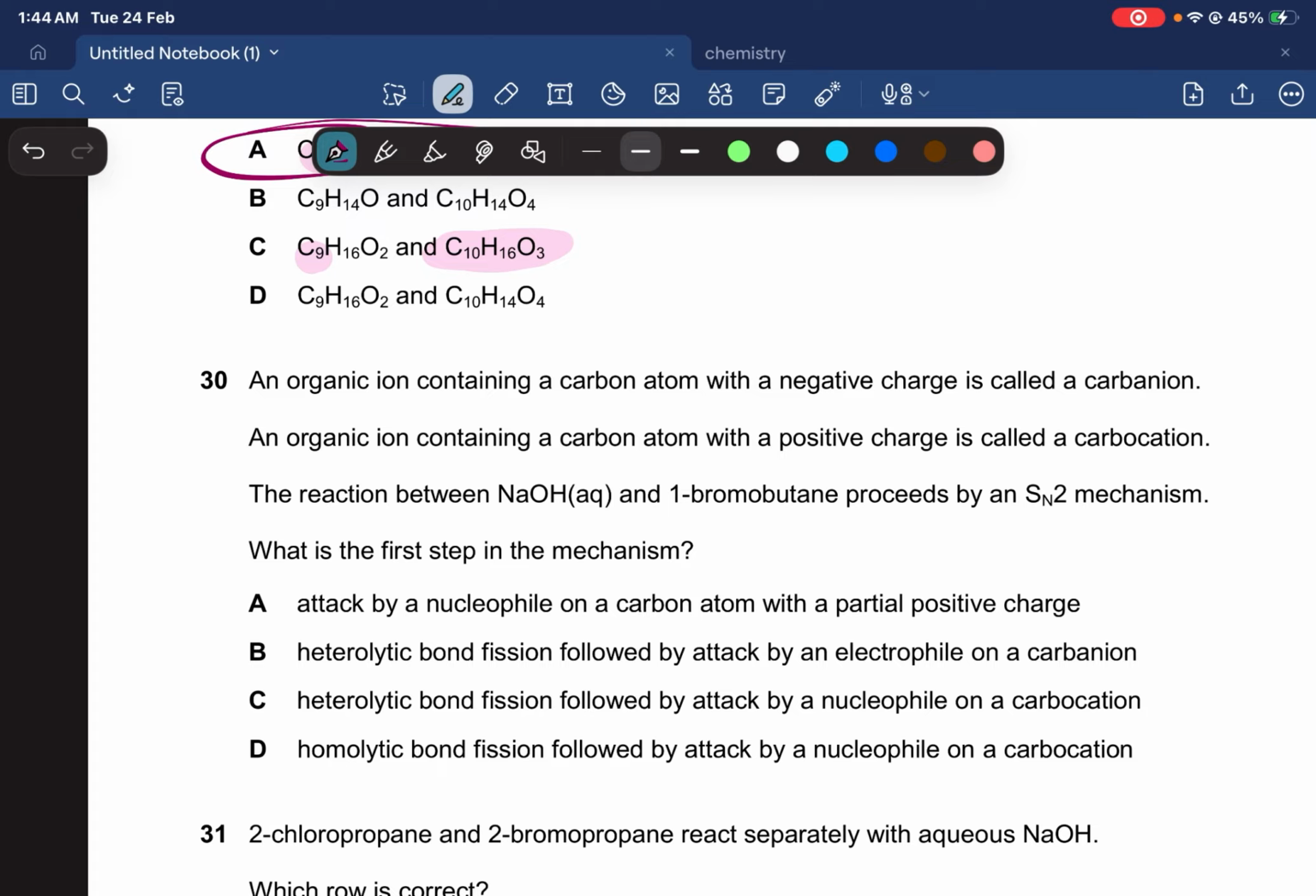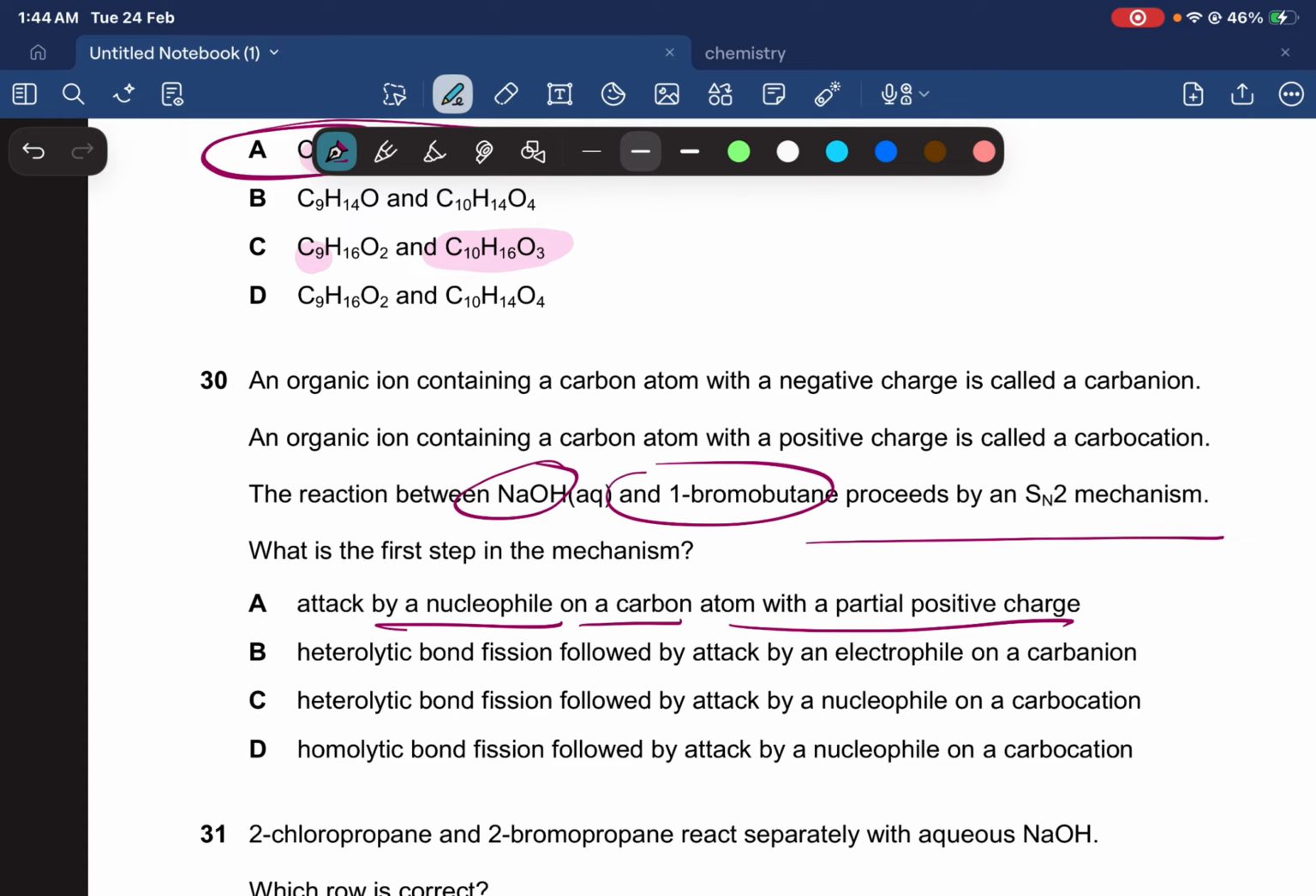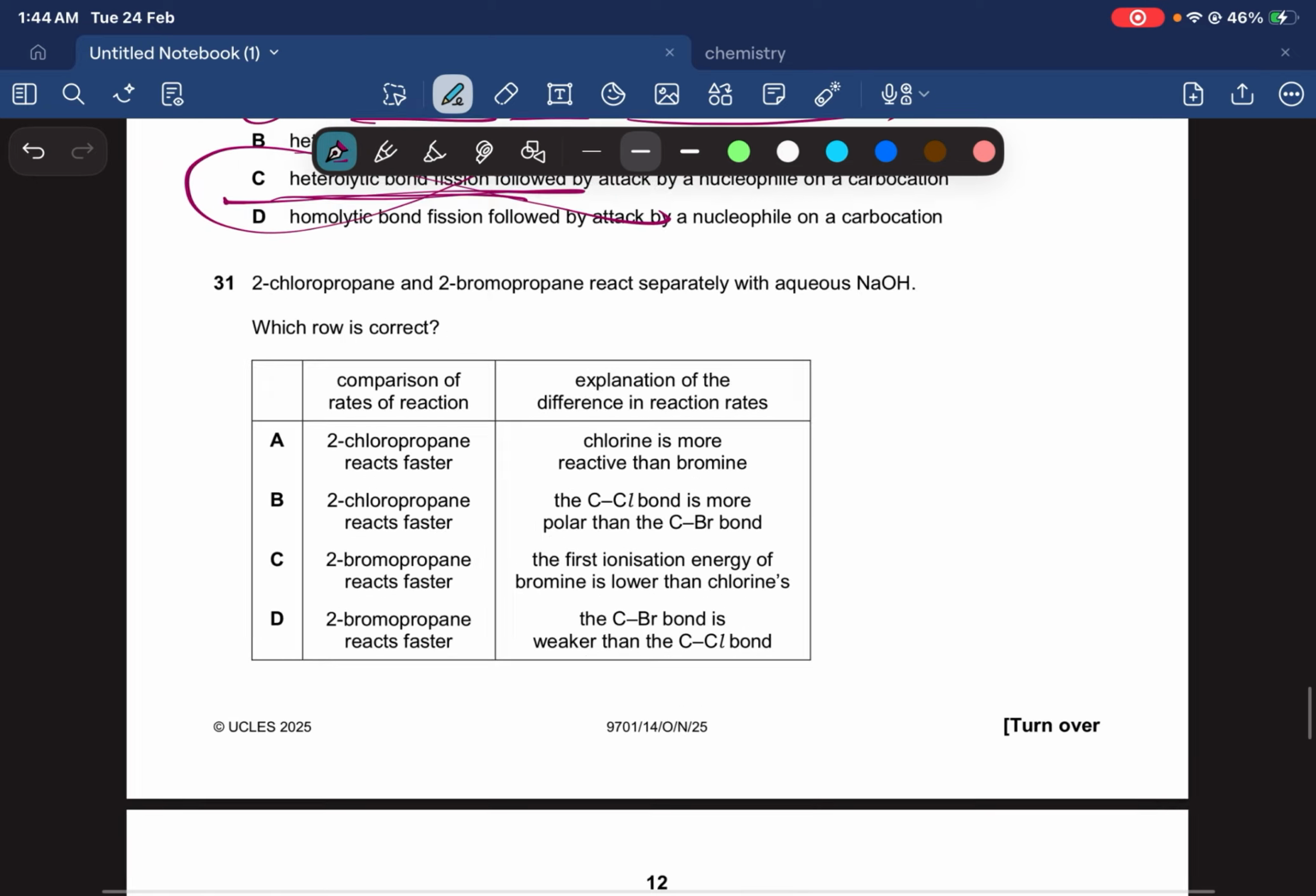The reaction between NaOH and 1-bromobutane proceeds by SN2 mechanism. What is the first mechanism in this step? Attack by a nucleophile on a carbon atom with a partial positive charge. That's correct. Heterolytic bond fission; homolytic bond fission happens in SN1 mechanism. And that's a heterolytic bond fission in which the bromine takes the electrons from carbon. So it's option number A, because we're dealing with SN2 mechanism in which there is an attack.